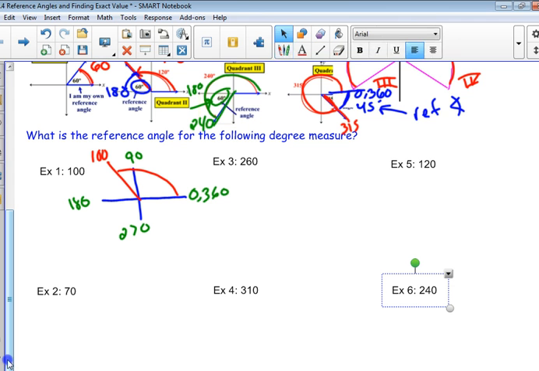We want to go the distance to the x-axis. The shortest distance to the x-axis is going to be this missing part. So what would this difference be here? 80. Good. So 80 degrees is going to be the reference angle.